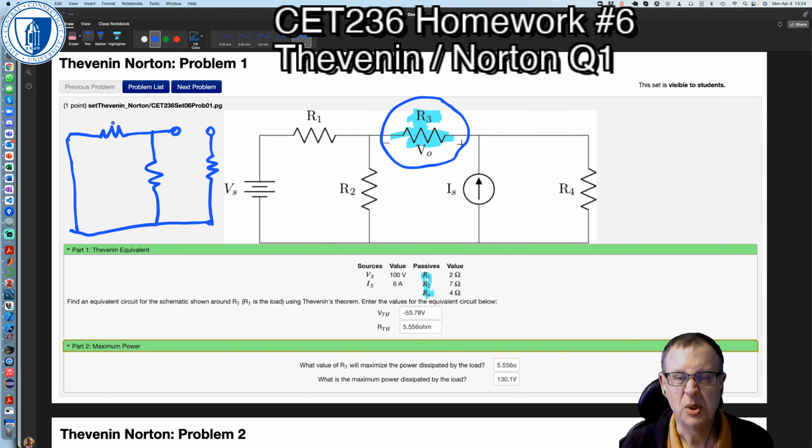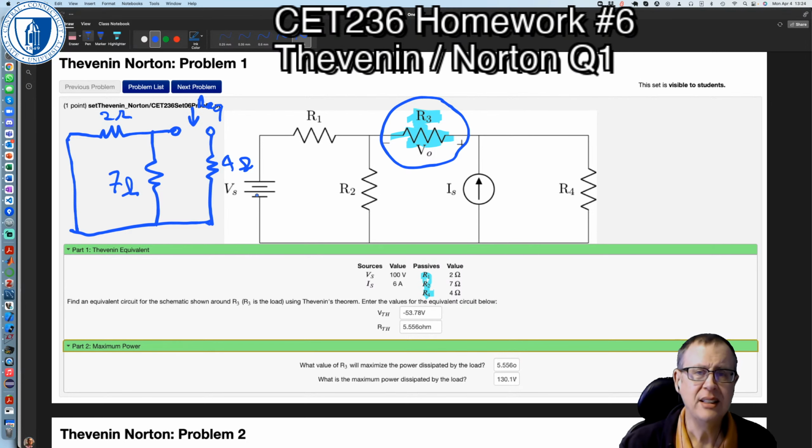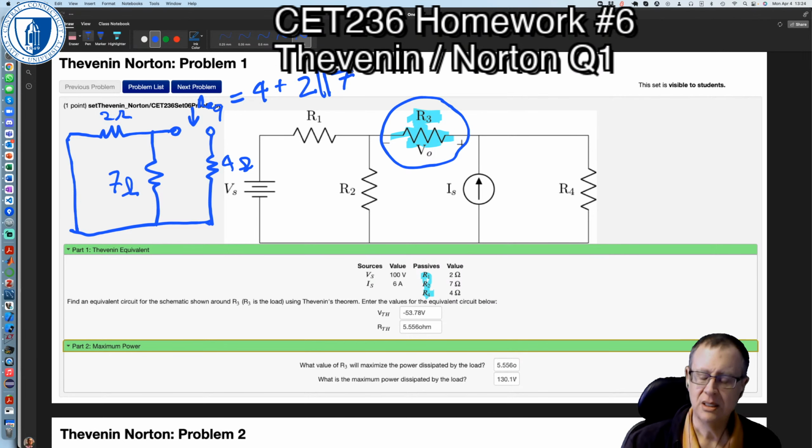So then we're left with R1, which is 2 ohms, R2, which is 7 ohms, and R4, which is 4 ohms. And we just want to see what the equivalent resistance is here, and I think you should be able to see that that's going to be 4 ohms in series with the 2 in parallel with 7. So it's going to be 4 plus 2 in parallel with 7. So let's see if we can do that in MATLAB.